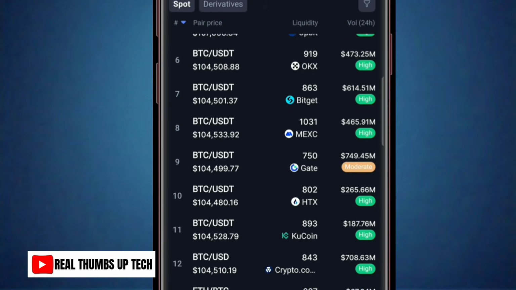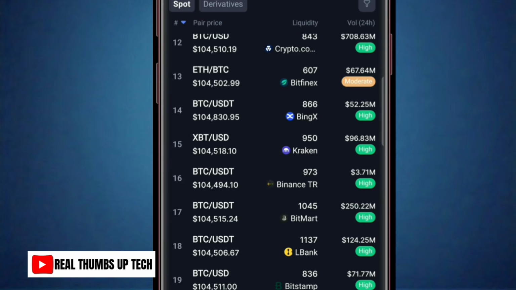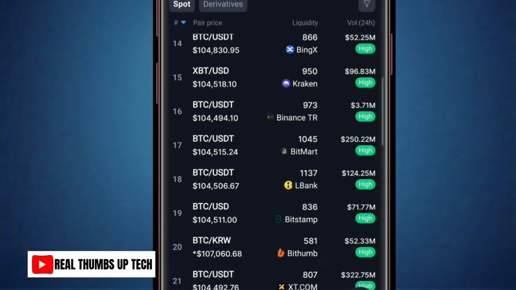So if you scroll down, you see the rate on MEXC, 104,533. So you can look for the highest rates. BingX is selling at the rate of 104,830. Wow, that's too high compared to the ones we've seen so far. That's too high. 104,830.95 on BingX. That means you can easily buy BTC on Binance and sell on BingX for profit.